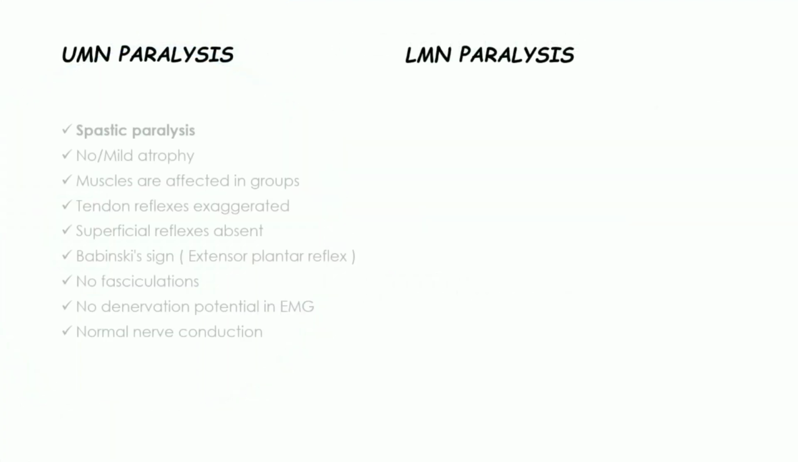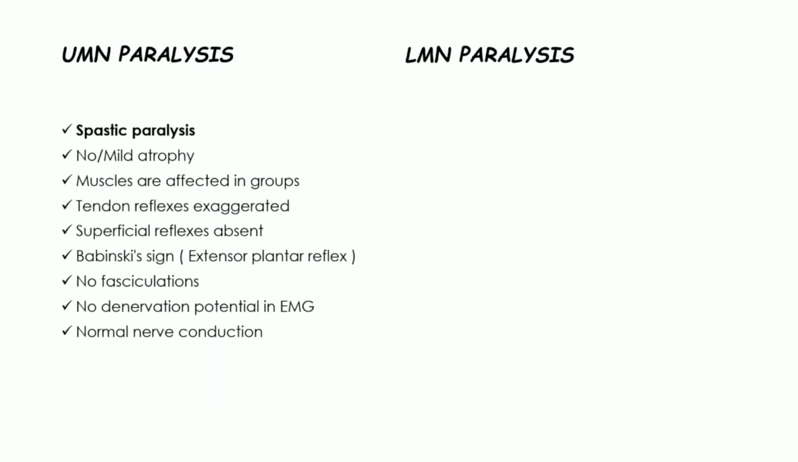So that is about upper motor neuron and lower motor neuron paralysis. These are the main points and differences between UMN and LMN. In UMN we have spastic paralysis, no or very mild atrophy, a group of muscles are affected, tendon reflexes are exaggerated, superficial reflexes are absent. Then, most importantly, there is a positive Babinski sign. No fasciculations, no denervation potential, and the nerve conduction is normal.